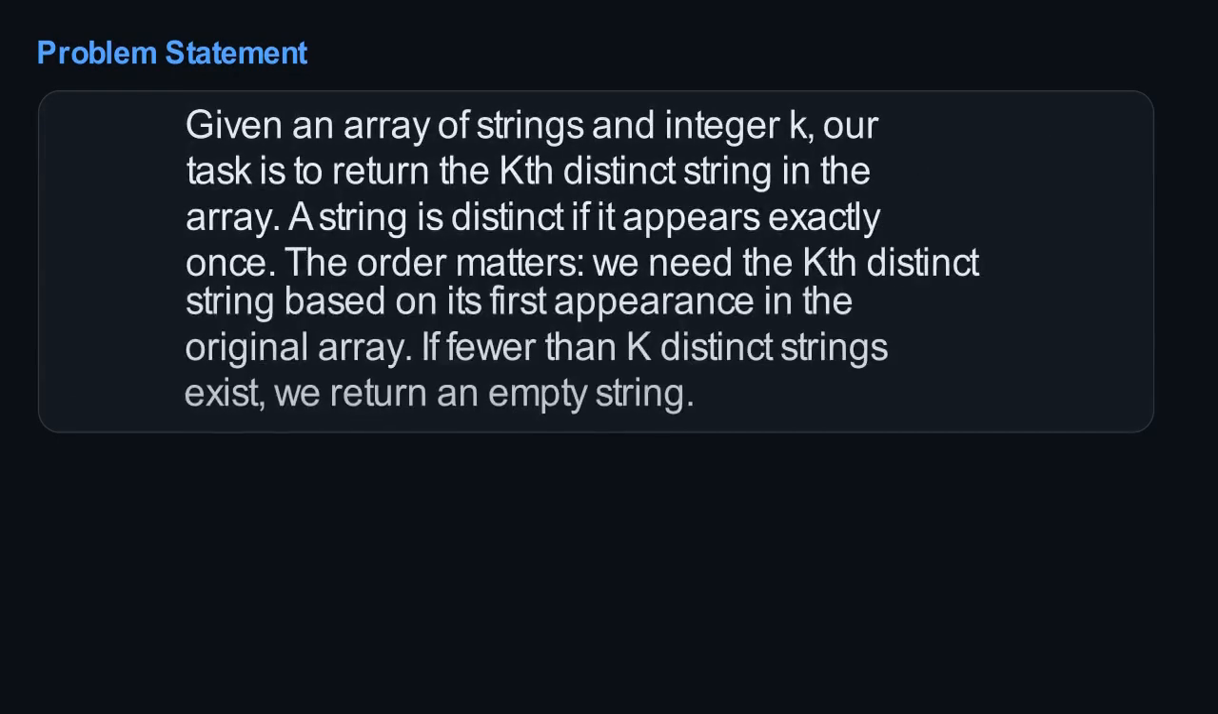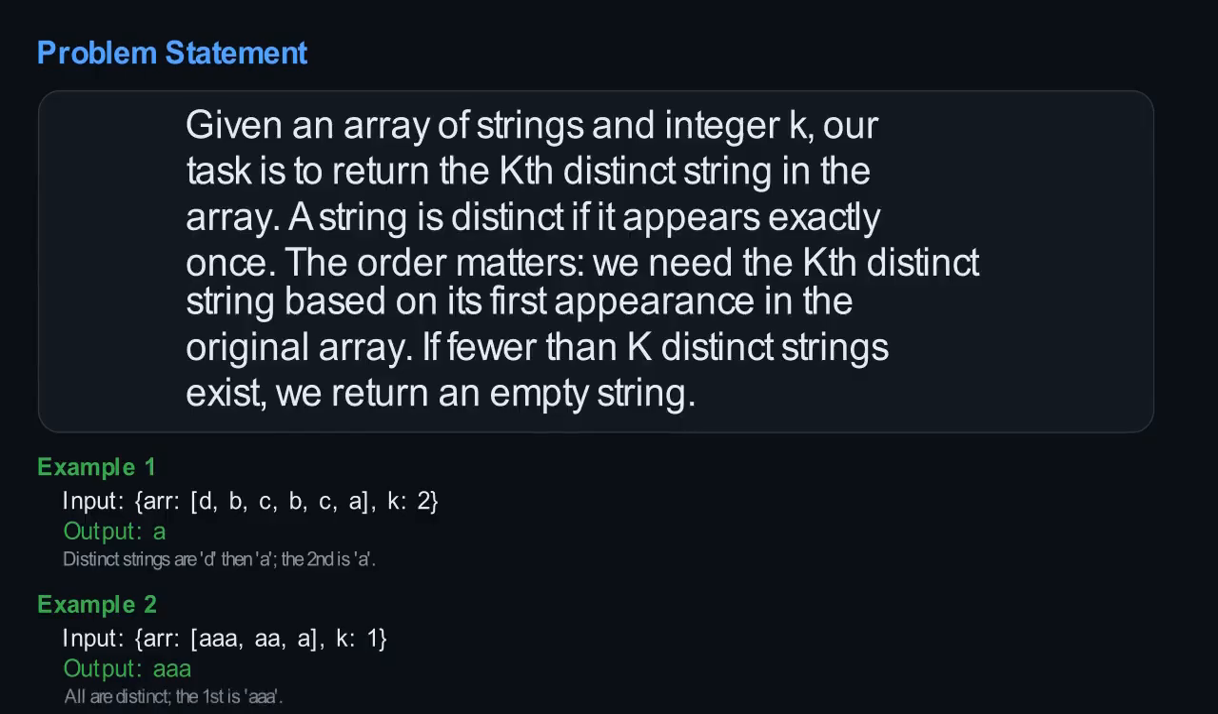Given an array of strings and an integer k, our task is to return the Kth distinct string in the array. A string is distinct if it appears exactly once. The order matters. We need the Kth distinct string based on its first appearance in the original array. If fewer than k distinct strings exist, we return an empty string.